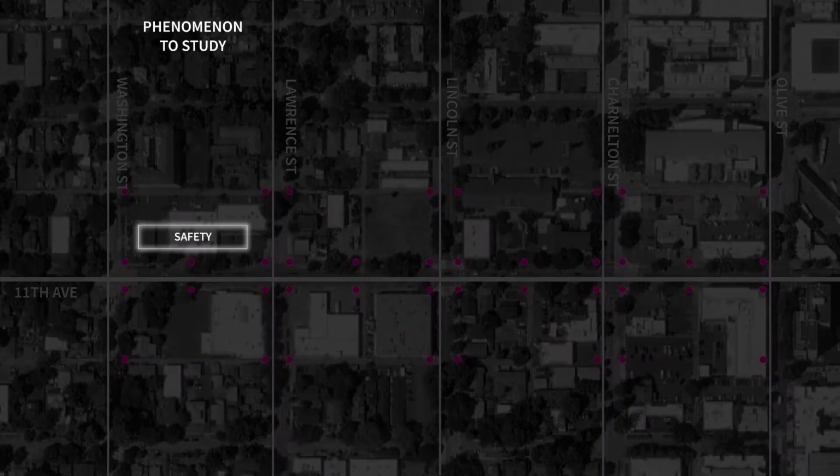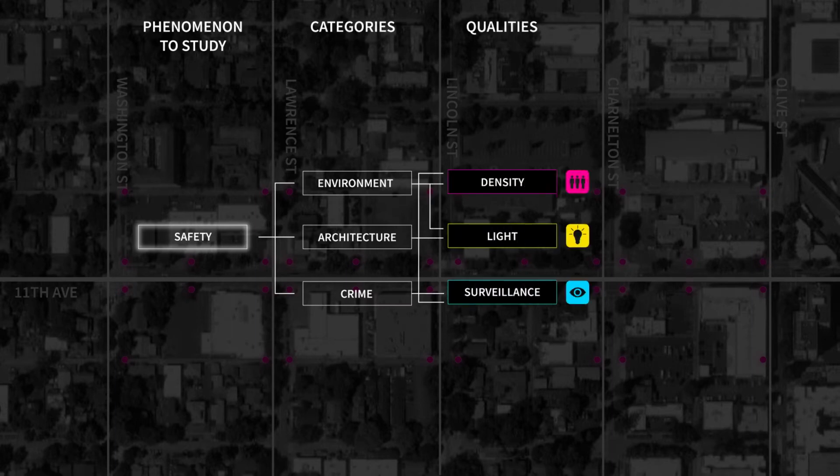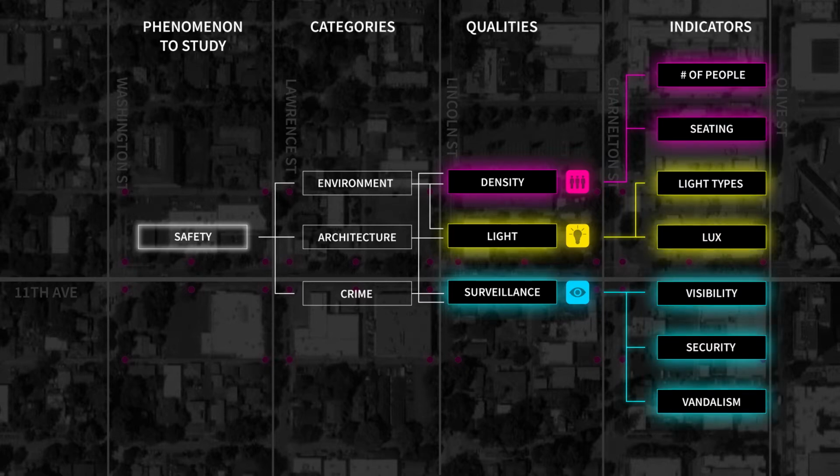The main phenomenon to study is the perception of safety. To study the perception of safety, we identified 3 main categories of architecture, environment, and crime, and from these, obtained the qualities of density, light, and natural surveillance. Each quality contains a set of indicators that are weighted based on their importance to the perception of safety.